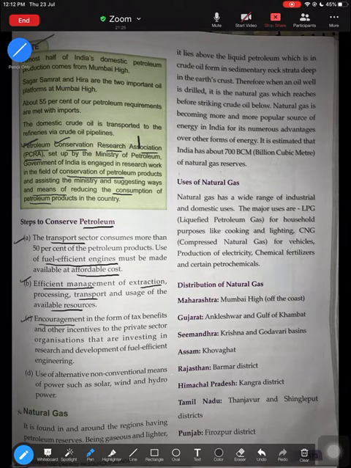Third, encouragement in the form of tax benefits and incentives to sectors doing research to come up with fuel efficient engineering, giving benefits and incentives especially to industries, companies and organizations that are investing their time and effort to develop fuel efficient engineering techniques. And the last is using alternative non-conventional sources like solar, wind and hydropower, rather than just depending on petroleum reserves. These are some steps to ensure that petroleum is conserved, because it is a conventional source of energy and is limited and exhaustible in nature. So that is about petroleum. I hope you were able to understand. If you have any questions, please feel free to get back. Thank you for watching.